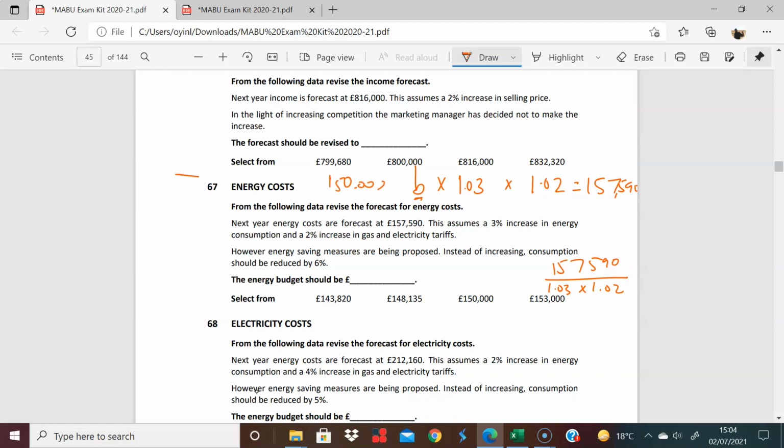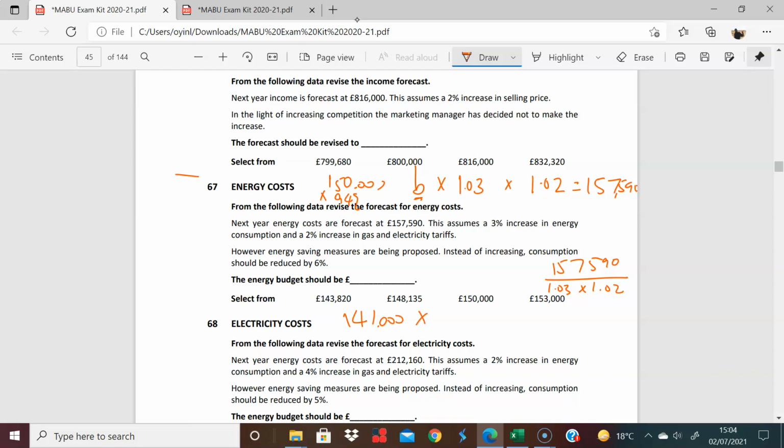So it says to us the plan is to actually reduce consumption by 6%. So I'm going to reduce this by 6%, right? So I need basically 94% of this, to bring consumption down to 94. It brings us to 141,000. I'll write that here, 141,000.